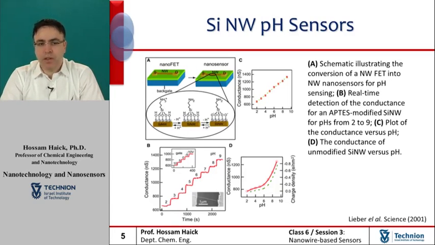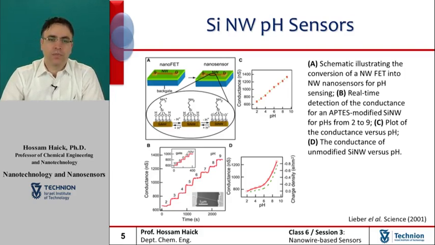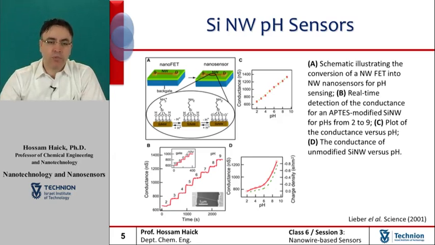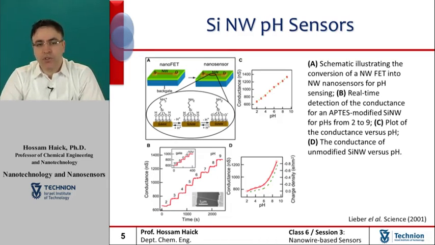A more specific example on the sensing process of the pH by a silicon nanowire field effect transistor is presented in the current slide. Here, a silicon nanowire field effect transistor is formed by modifying the silicon oxide surface with 3-aminopropyltriethoxysilane. And in this case, the modification provides a surface that can undergo protonation and deprotonation. Changes in the surface charge due to these reactions change the electrical properties of the nanowire.